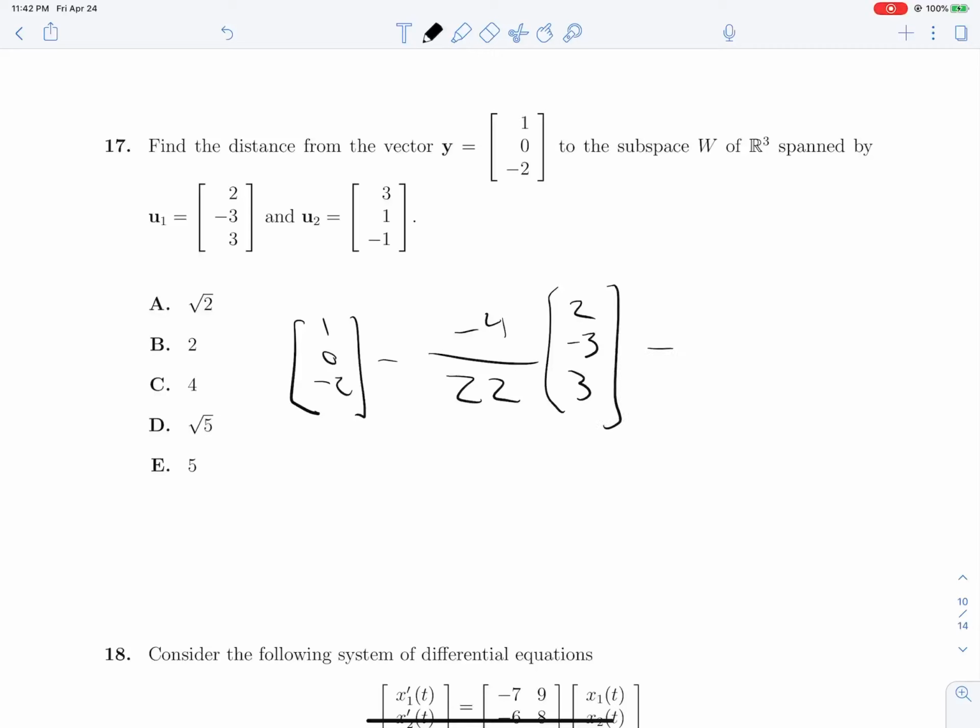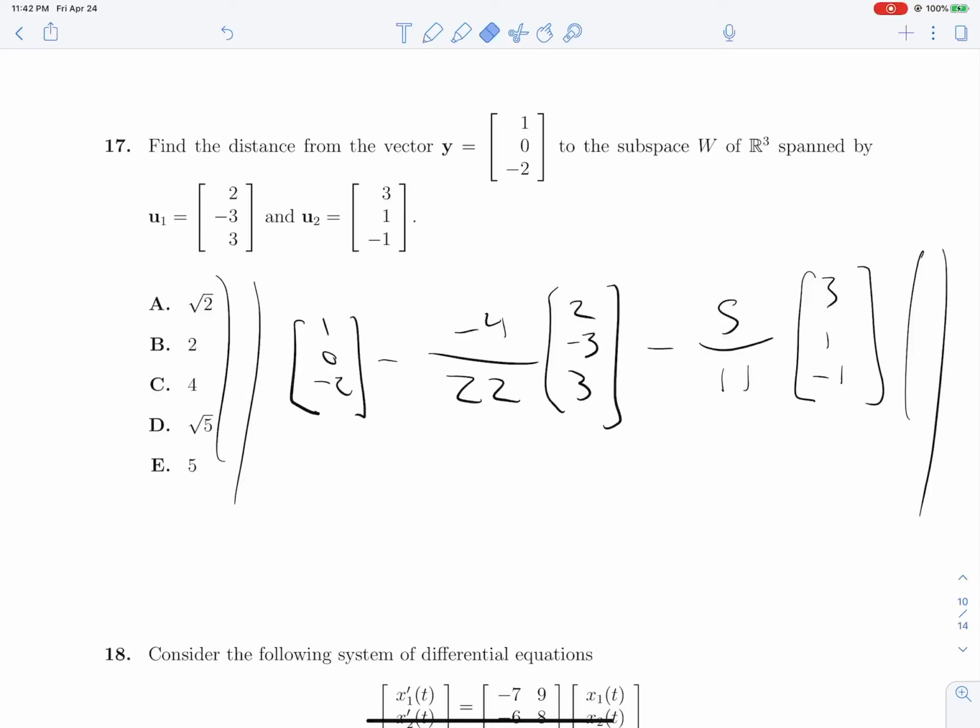Now we're doing the same process with u2, so y dot u2 is 3 plus 2 is 5, and we're dividing that by u2 dot u2, which is 9, 10, 11. And this is multiplied by u2, so 3, 1, negative 1. And then the magnitude of the vector that we get should be our answer. Let's turn this into a plus, make this 2 over 11, and let's multiply.